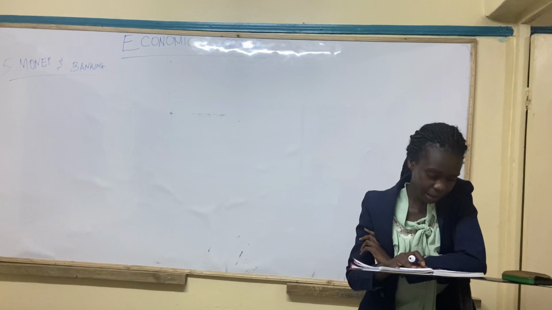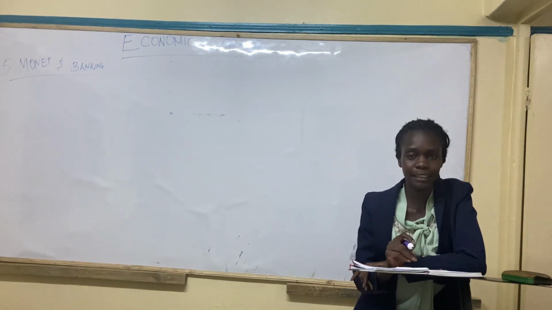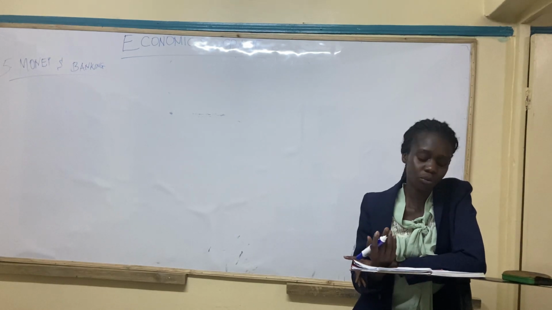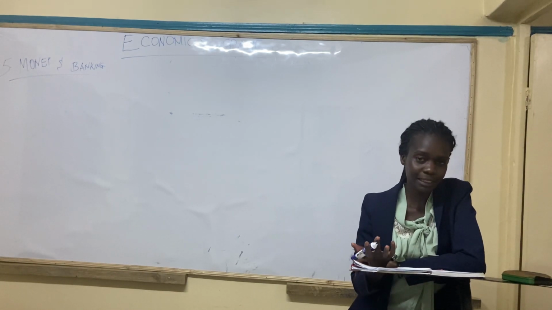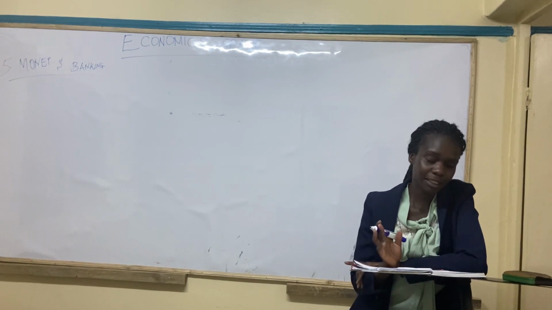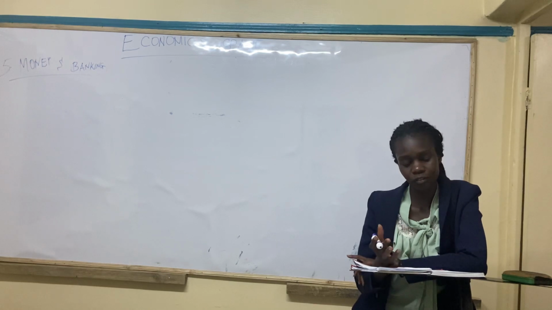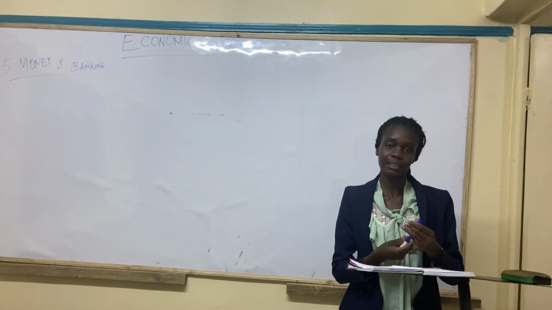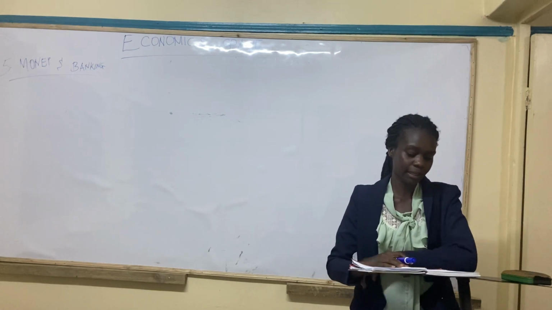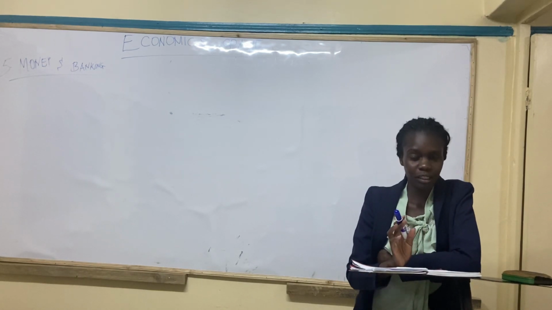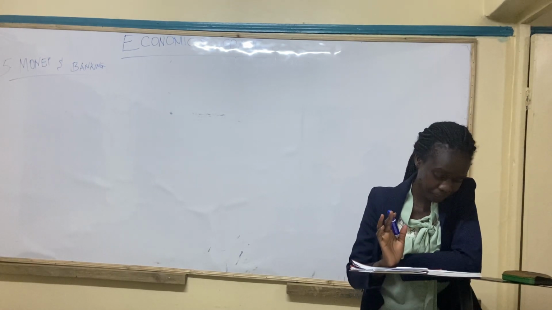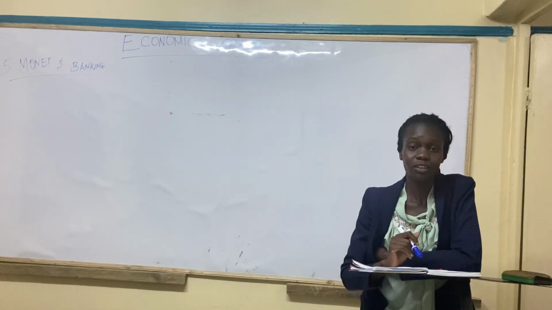And there's also demand for money. So demand for money is a desire to hold money as an asset. So we have demand of money and supply of money. Demand of money is a desire to hold money as an asset, and supply of money is the total amount of money in economy or in a country. There is a legal tender.